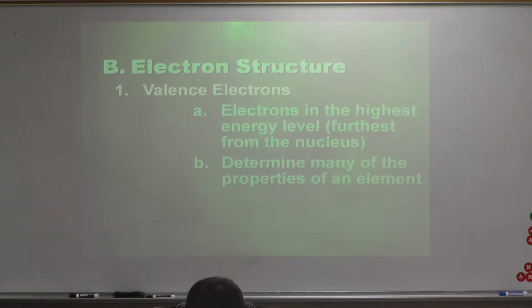Don't we already know what a valence electron is? Yeah. What is it? The outer energy level electrons. And don't we know what they determine?